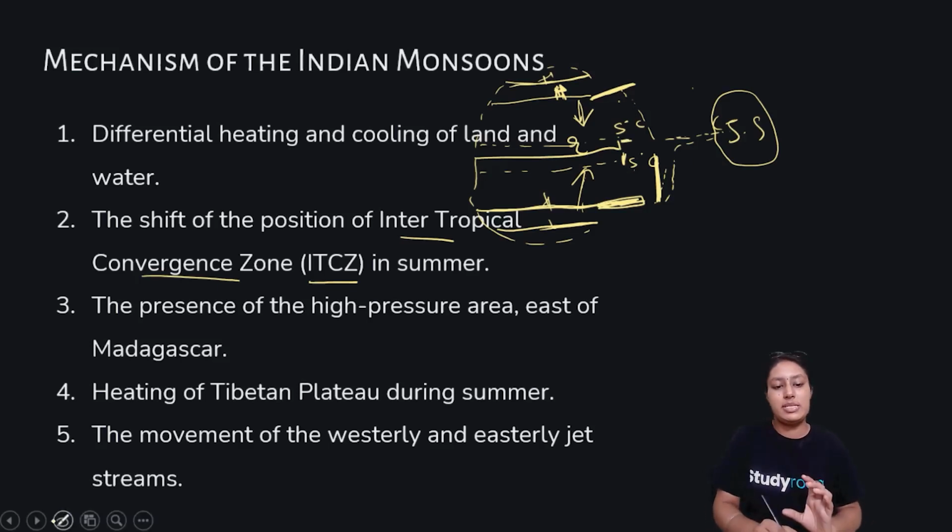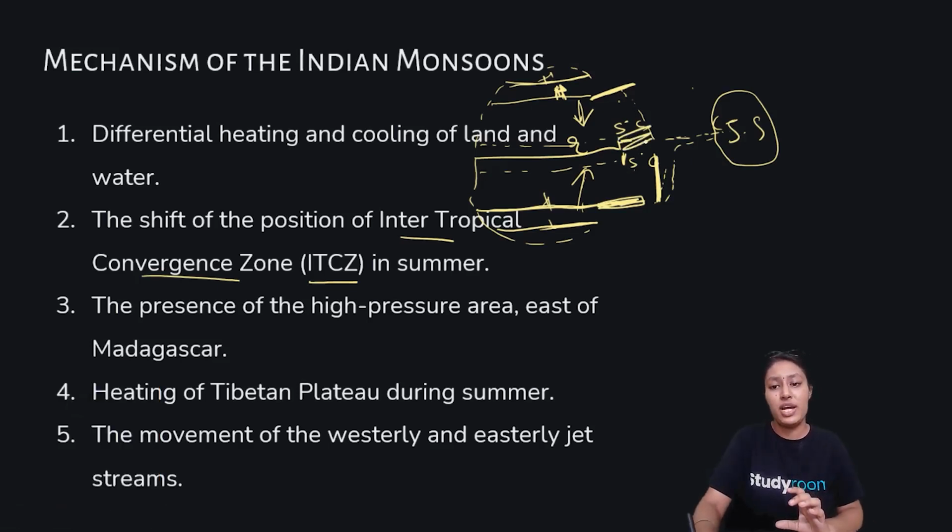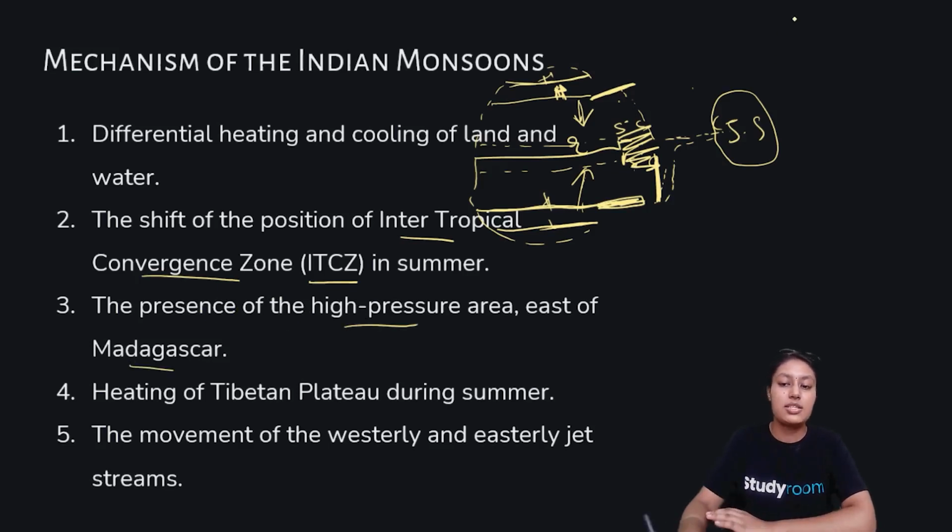This point is basically known as where this 5 degree thing is happening for the conversions. It's called ITCZ, simply the Intertropical Convergence Zone. Okay, got it. Next reason is the presence of a high pressure area in eastern Madagascar.